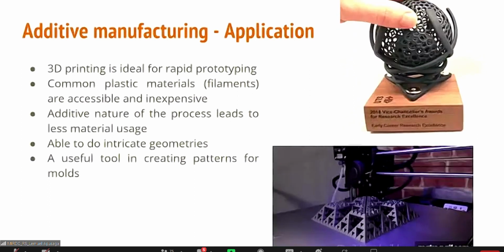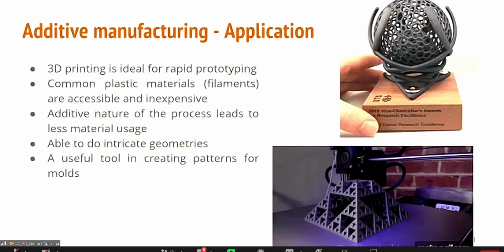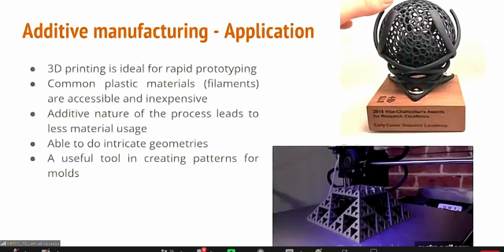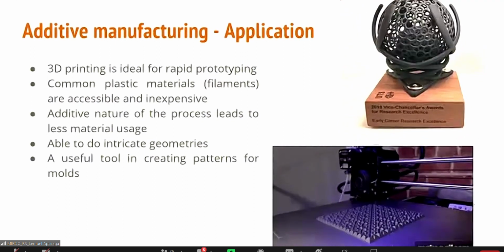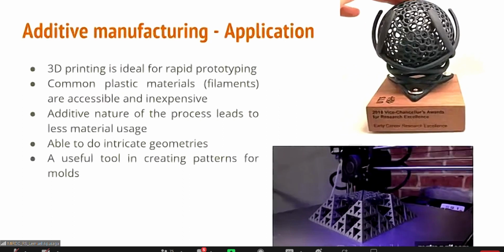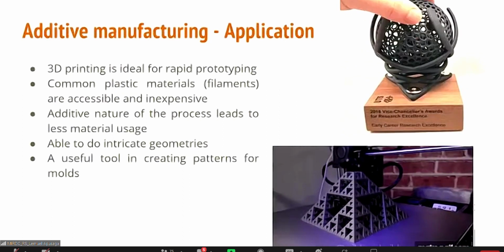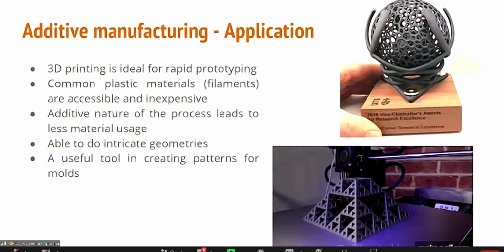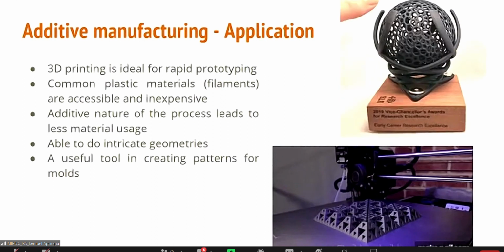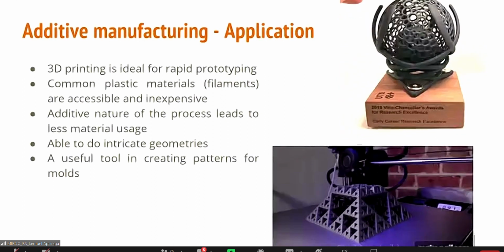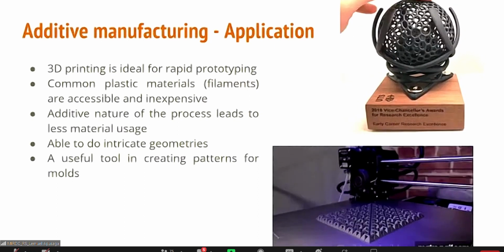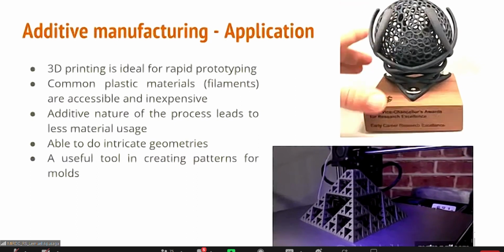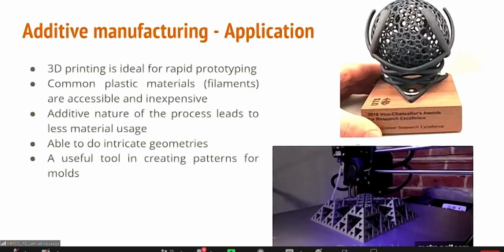And the additive nature of the process leads to less material usage. We can compare it to machining. If you want to make something out of machining, you remove material from a starting block. The part that you remove, the chips, is waste. You can recycle it, but it's of less value. So if you do additive manufacturing, you only use material for the shape or form of the part that you're going to make. So that's one of the advantages.